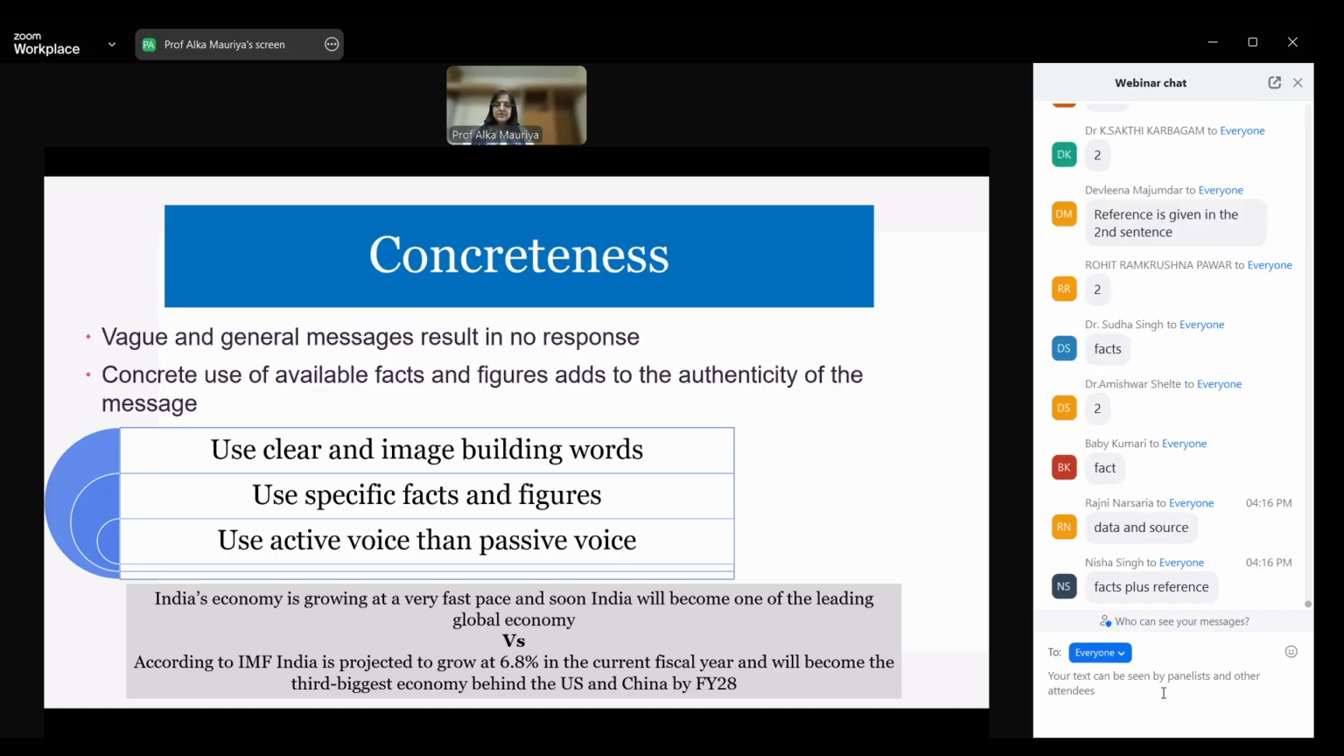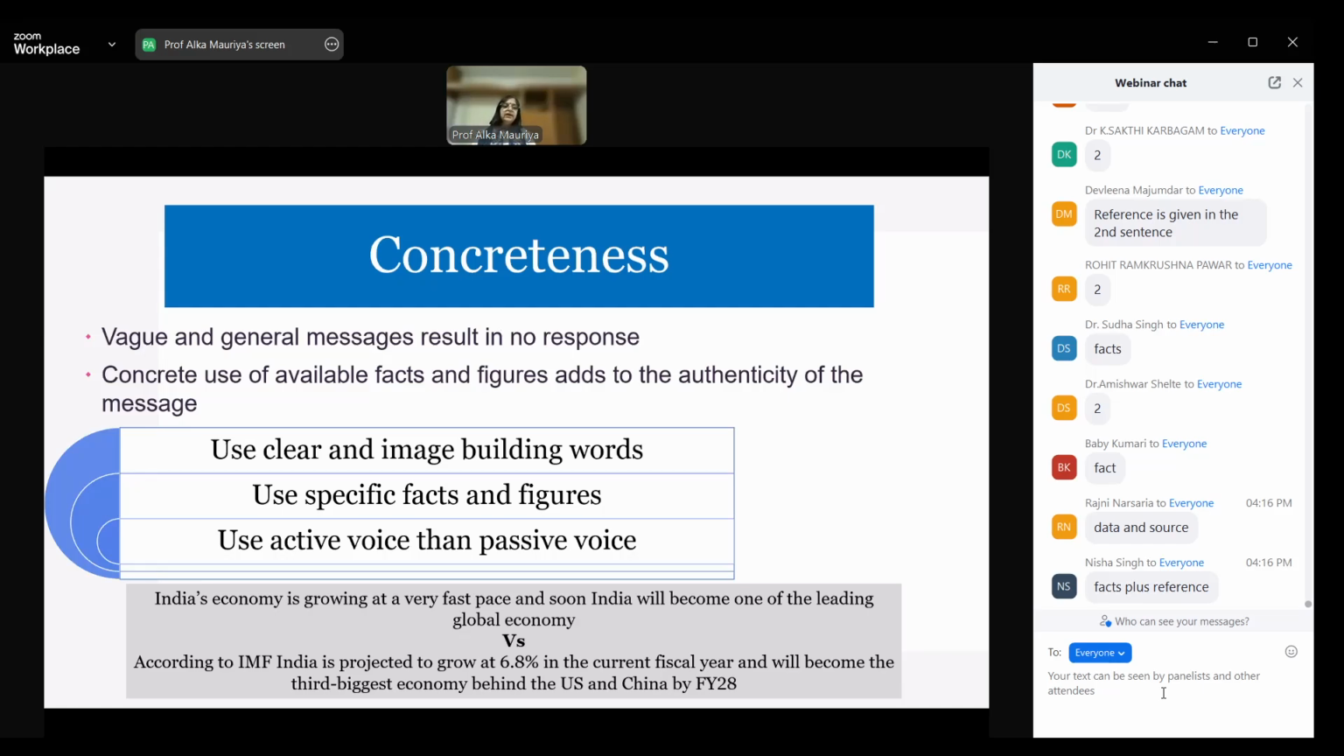Unlike the first sentence, which says that will become one of the leading global economy. By when? We're not talking about that. And who is making that statement? Maybe Dr. Alka. But who knows Dr. Alka? Right? But when we say IMF have made the statement, all of us know IMF. So we believe that, this actually is a more impactful statement. So that is what is also required in our communication.